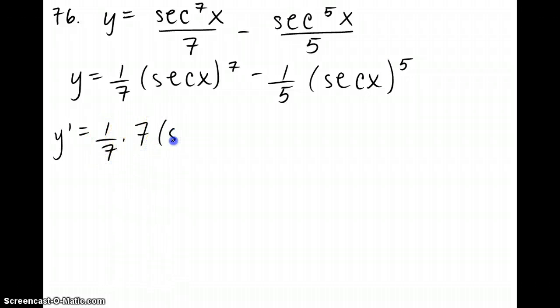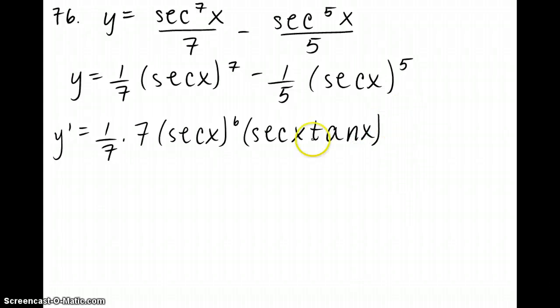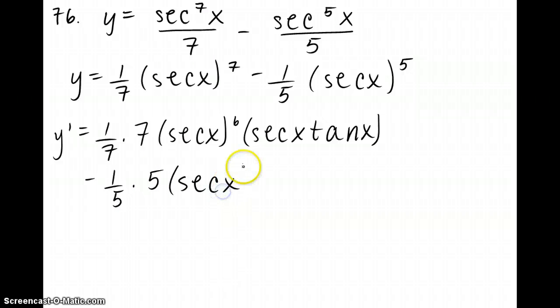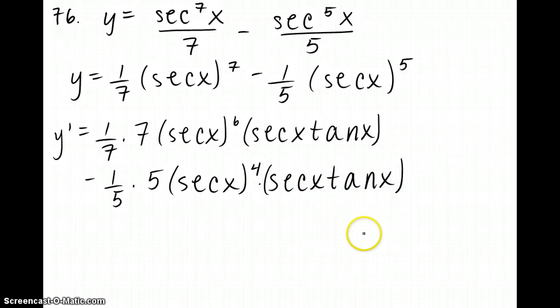By the chain rule, the derivative of something to the 7th power, and then the derivative of secant is secant tangent. And then minus 1/5 times, bring the 5 out front, subtract 1 from the original, secant tangent. And I'll pick this one up on the next recording.